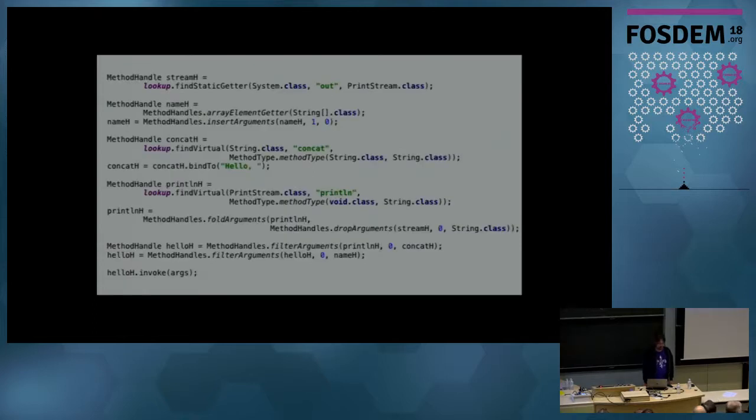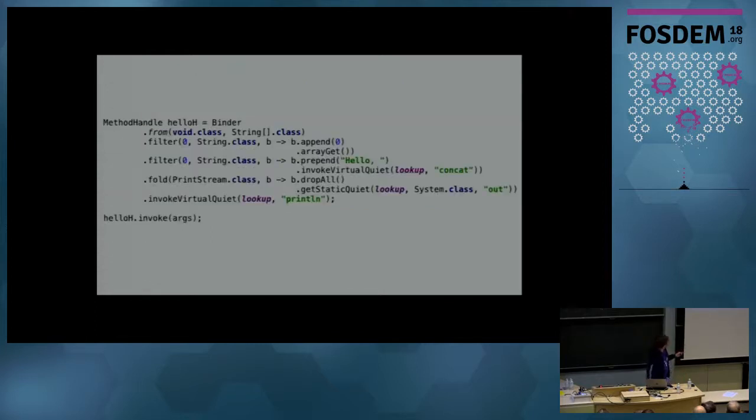So here is our example again from just using the plain method handle API. That turns into this with invoke binder, significantly better to read, and we can actually just walk through it. So up here, we're going to start. We know that this is going to take a string array. That's our arguments. And we have our void return. We don't care about that. Continuing on, we're going to filter that array by getting the zero argument and pulling it out. Now we're going to again filter that string and prepend hello onto it and concatenate that. We're going to fold in the print stream, which we get from a static access of system out. And then we're going to call print line.